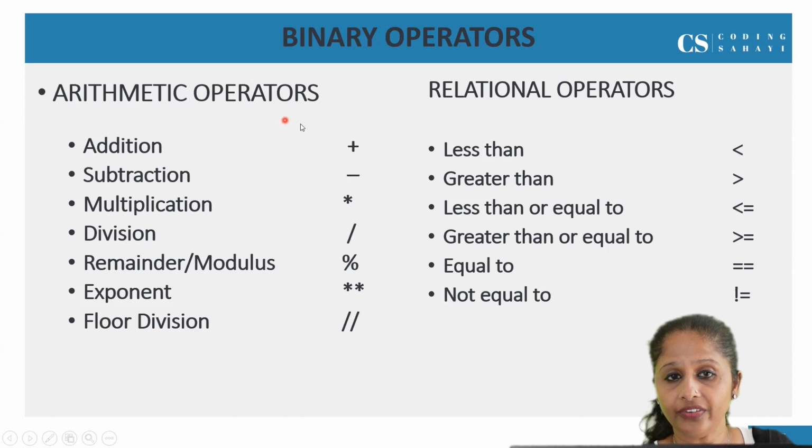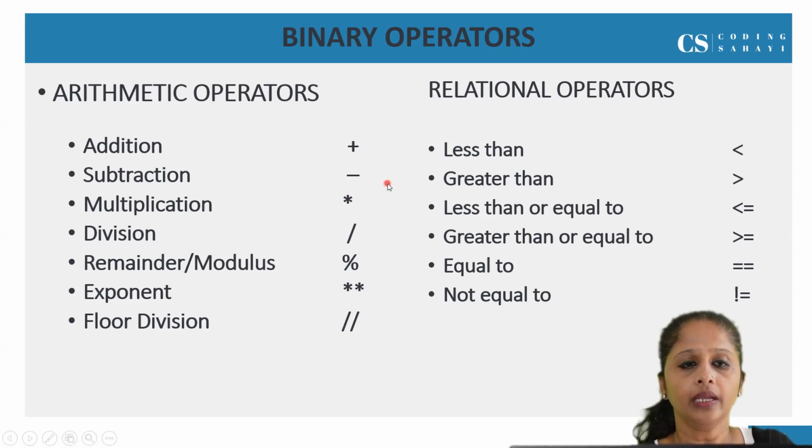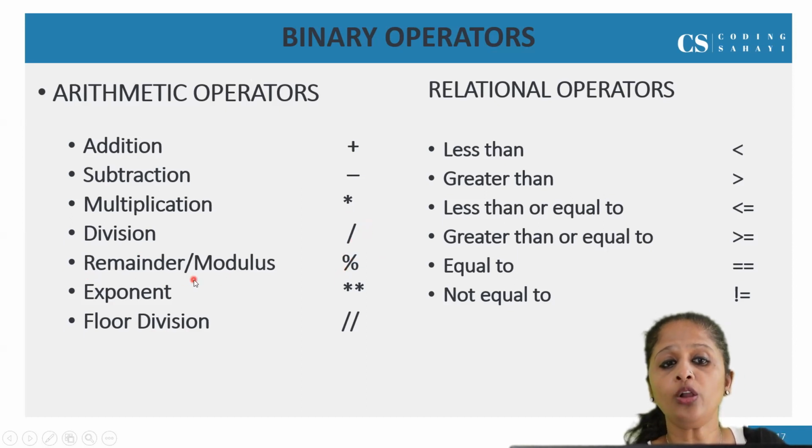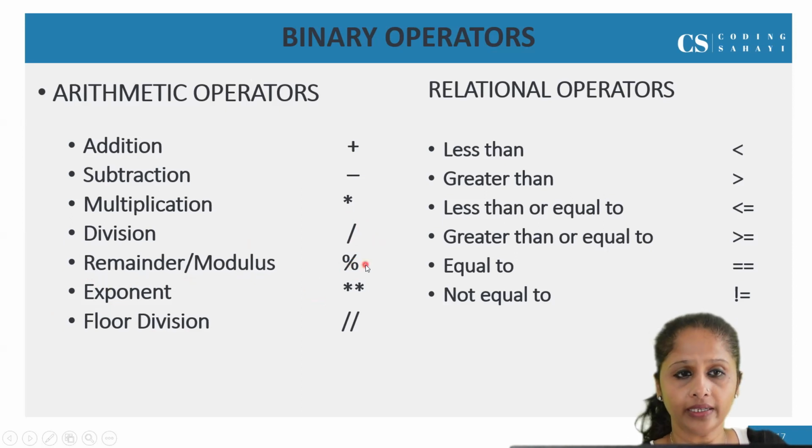But in Python, we have some more. The first one is addition, obviously for adding two numbers. Then subtraction, the minus symbol, for subtracting. Then multiplication, for that we use the star symbol. We are not using X. For division, we have the forward slash. You must use this forward slash for division. Then we have the remainder or modulus operator, that is the percentage symbol. It is not finding percentage, it is finding the remainder.